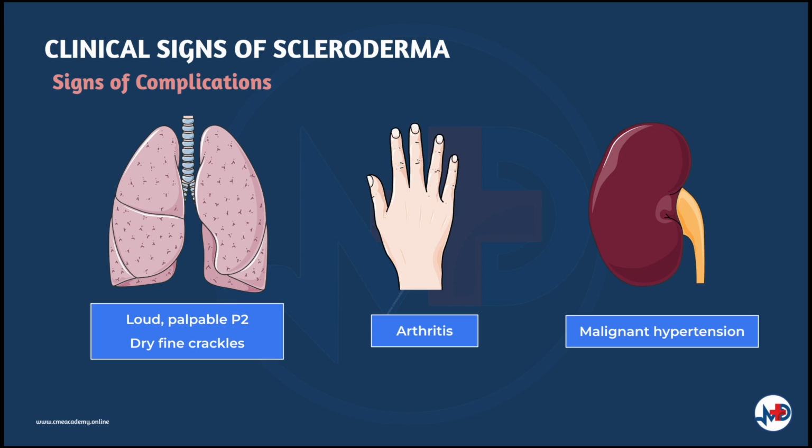There are some signs of complications such as pulmonary arterial hypertension, which may present with loud and palpable second heart sound, interstitial lung disease, which may show dry, fine crackles, signs of arthritis, and malignant hypertension in scleroderma renal crisis.